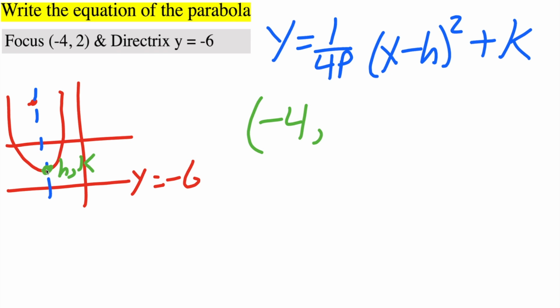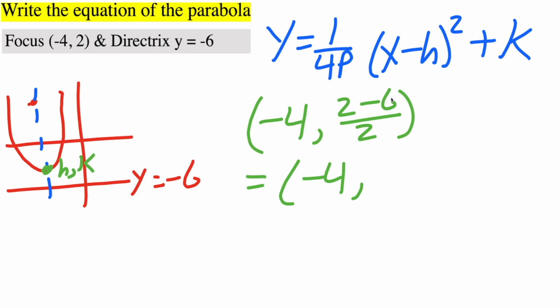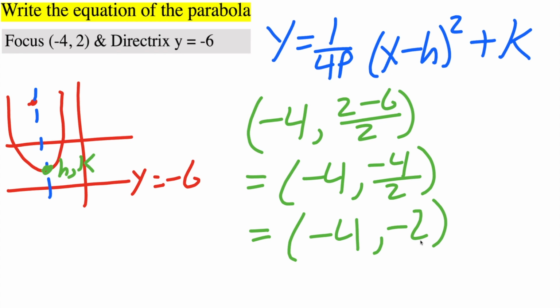Now the y value, the k, is going to be in between this y value and this y value. This y value is 2, and this y value is -6. And we want to get the average, so we divide by 2. So we're going to get -4, comma, 2 minus 6 is -4, divided by 2. And so we get (-4, -2) as our vertex. I'm just going to jot down that this -4 corresponds to h, and this -2 corresponds to k. So we're almost done. So we got our vertex.